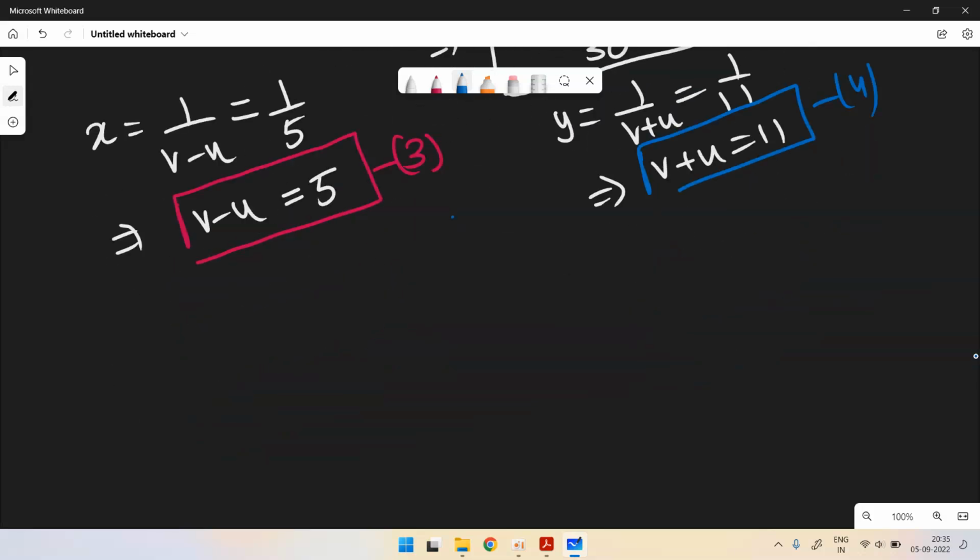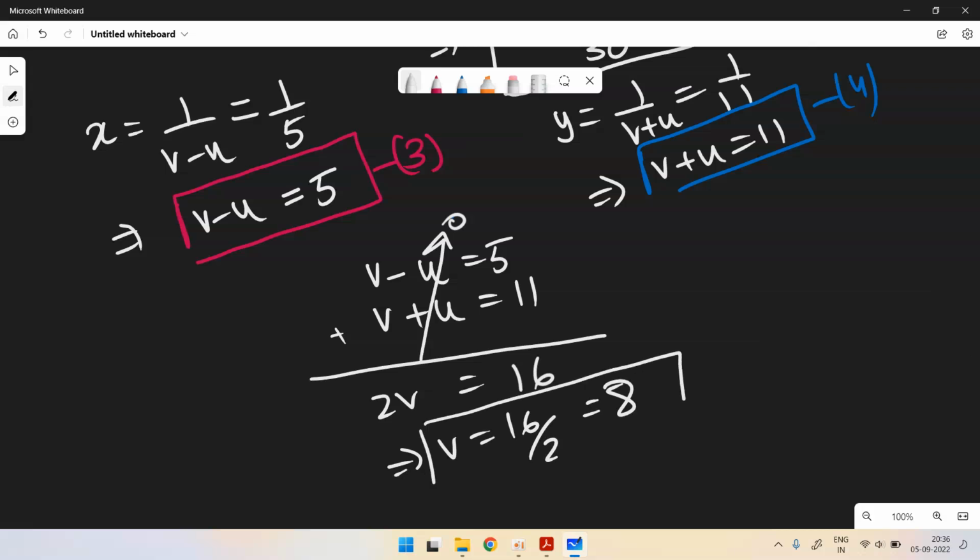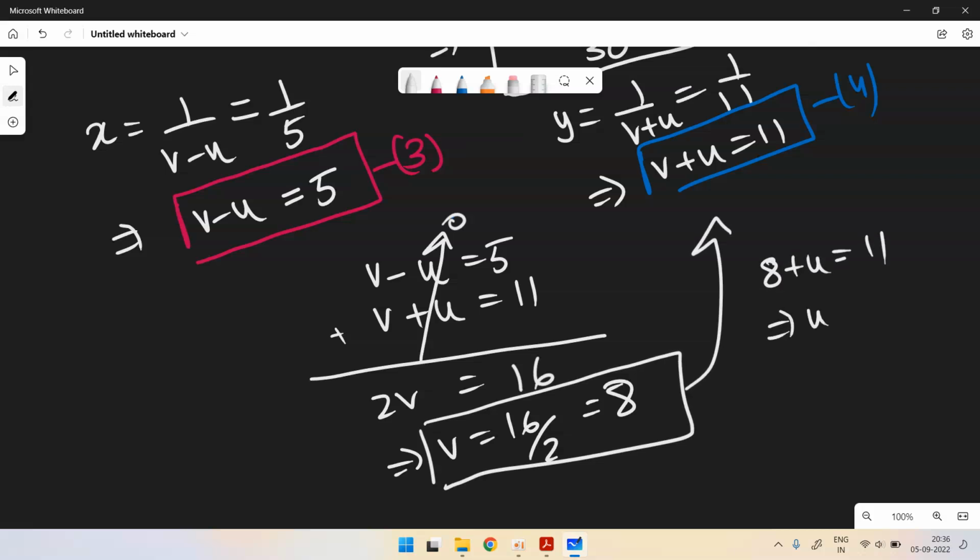Now if you see the two equations, 1 minus u equal to 5 by v, and plus u equal to 11, and if you directly add these two equations, what you get is that this becomes 0, and v plus v becomes 2v equal to 5 plus 11, which is 16, which implies the value of v is nothing but 16 by 2, which is 8. The value of v is 8, and if you substitute v as 8 here, this is 8 plus u equal to 11, which implies that u equal to 11 minus 8, which is 3.